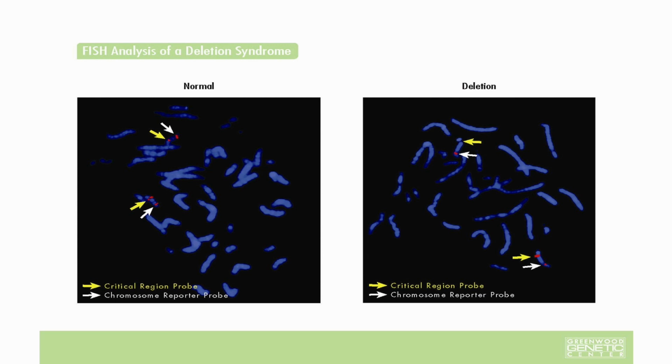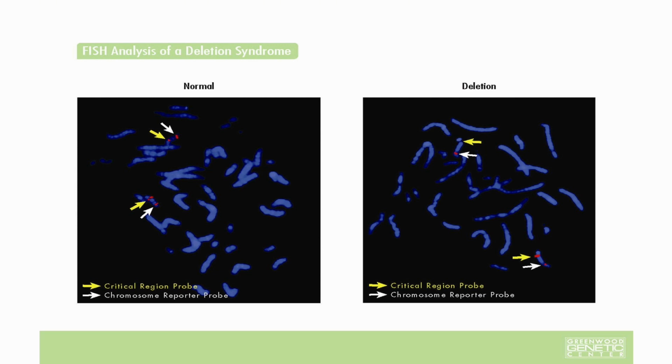On the other hand, the chromosome reporter probe provides a reference for the chromosome structure. It binds to a specific region of the chromosome itself, helping to visualize the overall chromosomal architecture. This is essential for identifying any deletions or abnormalities by providing a baseline for comparison.